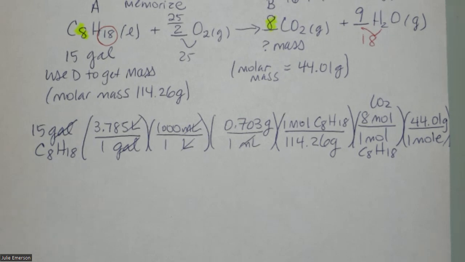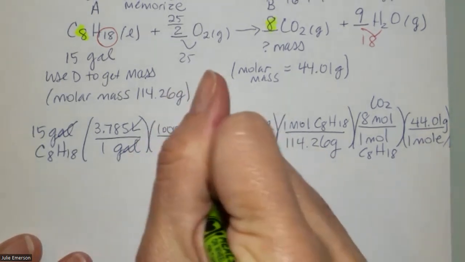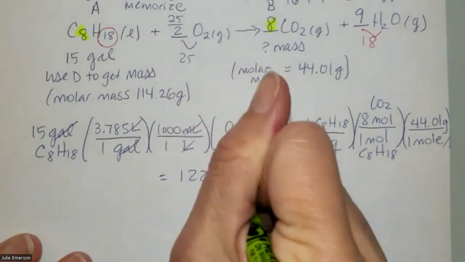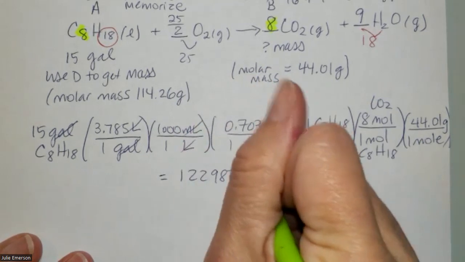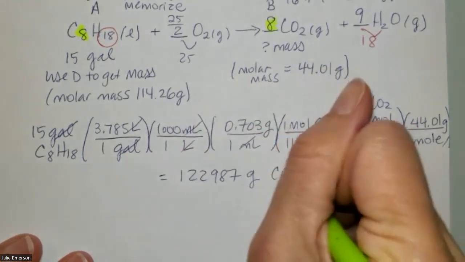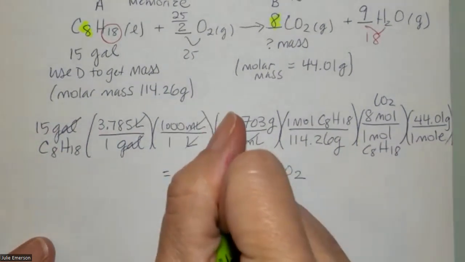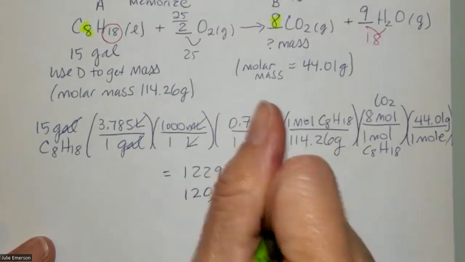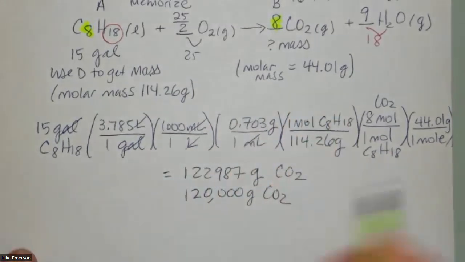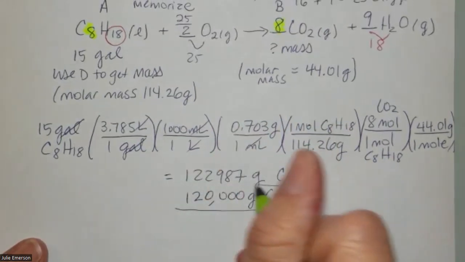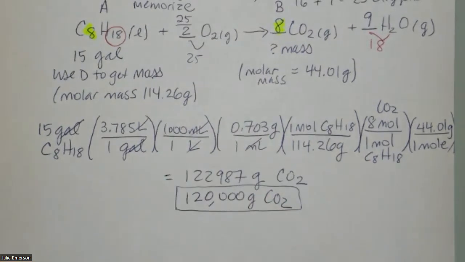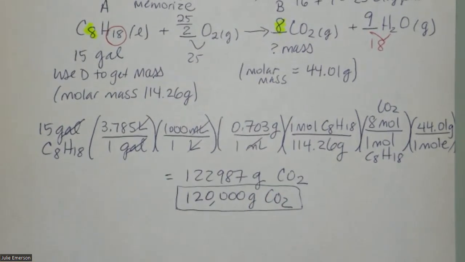Okay, get a large number. Calculator, 122,987 grams of CO2. If we're thinking only 2 significant figures, we'd go 120,000 grams of CO2. Okay, so that's a lot of mass of CO2 from 1 tank of gas, but that's how you would find it out.